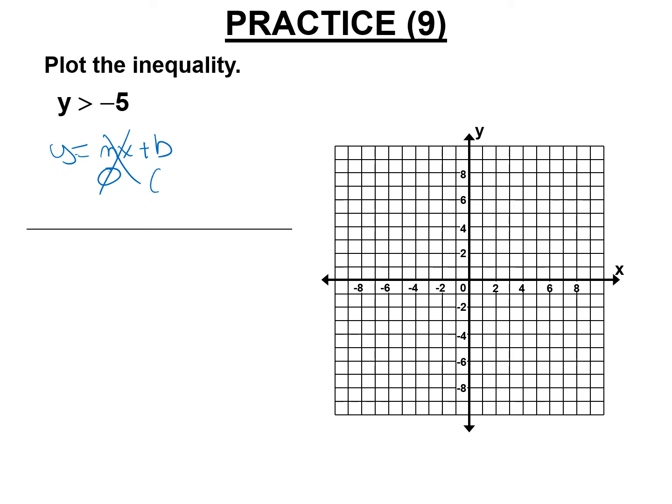So this is the b part. So the 0, negative 5. Having a lot of negative y-intercepts in this lesson, and it's going to be a horizontal line, and it's going to be dashed because, right, there's no or equal to. And now this is in y equals mx plus b form, so we don't need to check 0, 0. We could, that would still work, but it's y is greater than negative 5, so we're shading above this line.